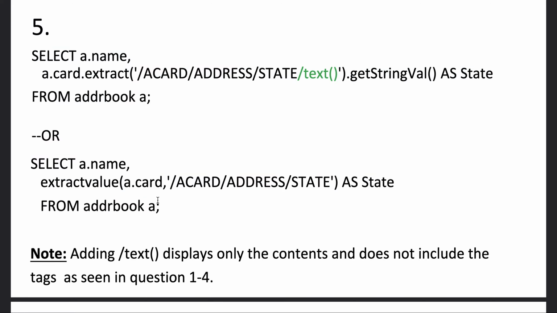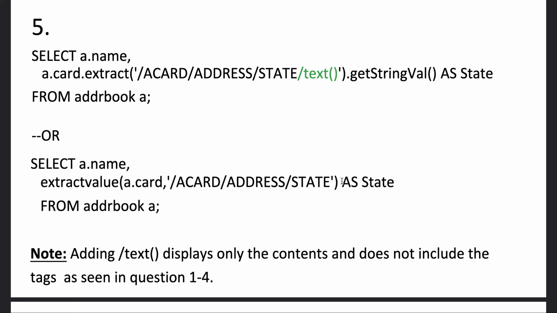So again, they're going to give you the same results. The extract value here is a direct SQL function that pulls just a text value. So there's no need for a text function as we had in the previous solution, or the getString value, as a matter of fact. If you notice, it also is not there. It's just simpler for basic text extraction, and both give the same results, and performance is identical.